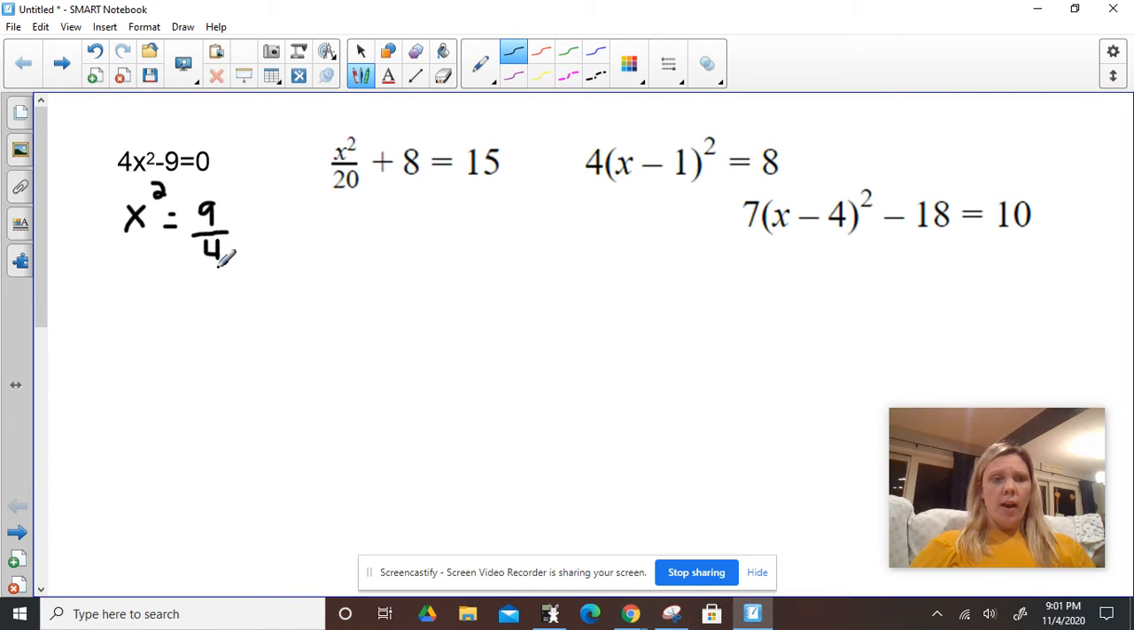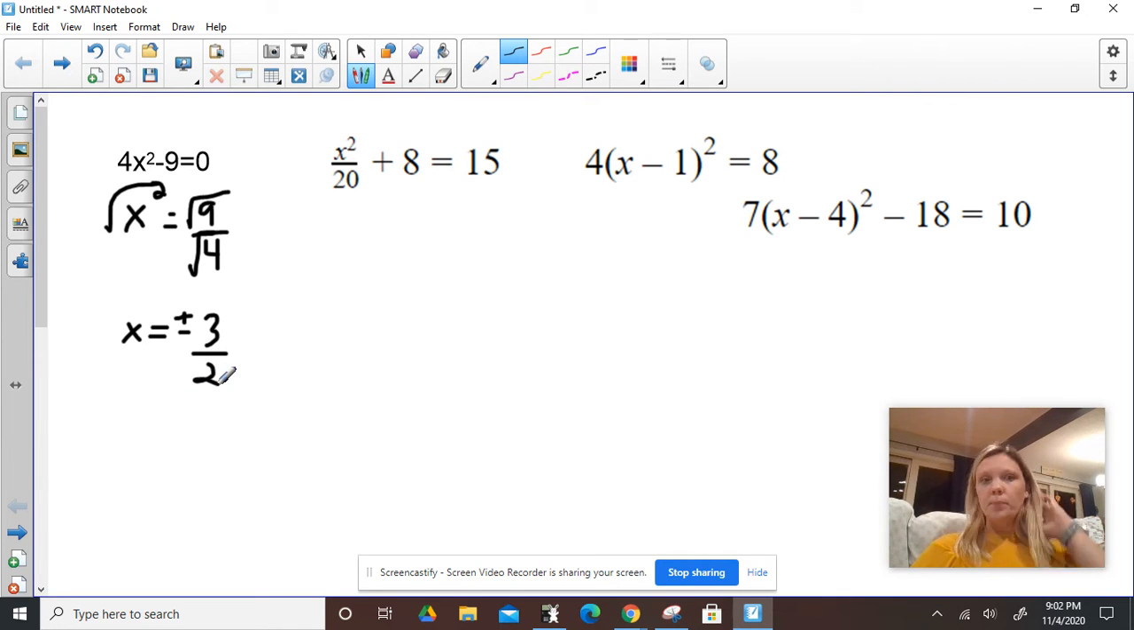If you have a fraction with a radical, you just make sure you take the square root of both the numerator and the denominator separately. Now I made this problem so it was nice and pretty, and the numerator and denominator were both perfect squares. So I can change that to x equals plus or minus 3 over 2. Sorry about my weird handwriting when I'm doing this on a computer.